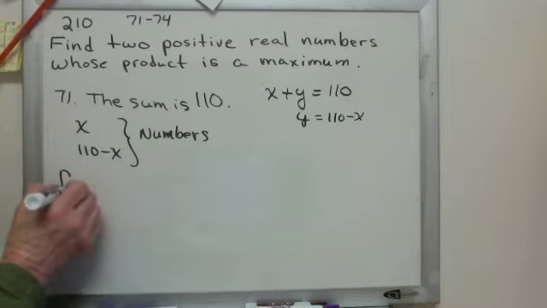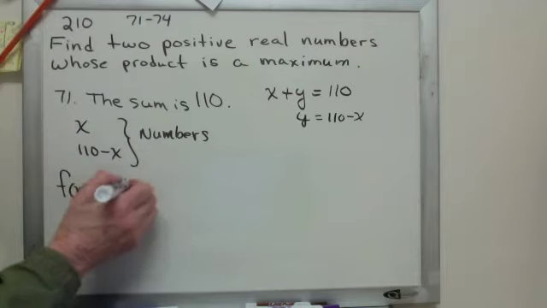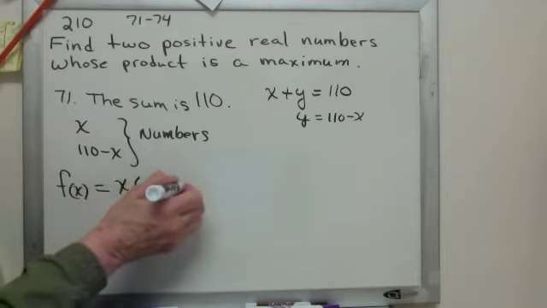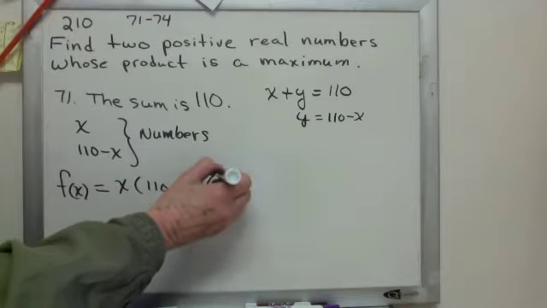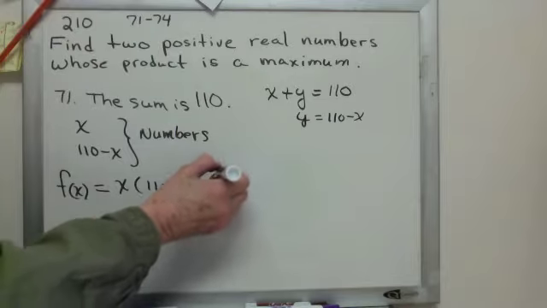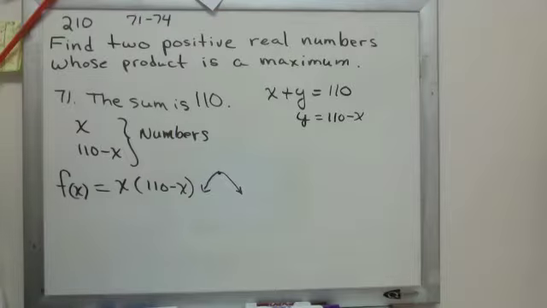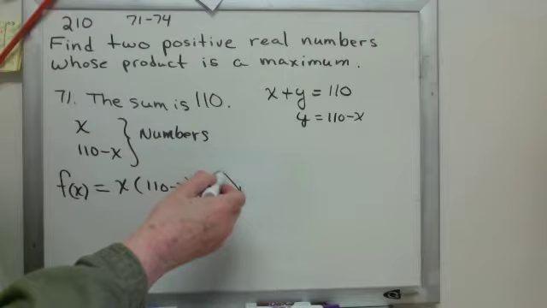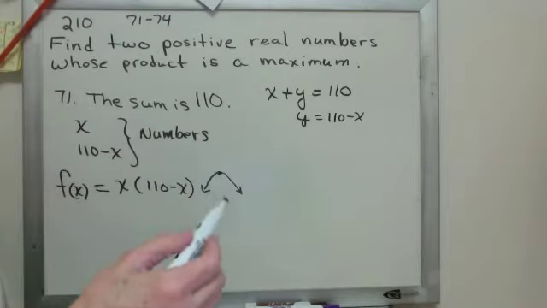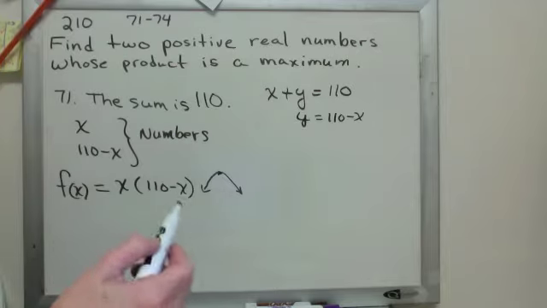So f of x equals x times 110 minus x. I multiply the two numbers. And this product they're telling me is a maximum. So that means that the curve is going to look like this with a maximum point right there. All right? And the interesting thing about the maximum is the value of the maximum is found in the ordered pair that is the vertex, and it's the y value of that ordered pair. That's the value of the maximum. So how do we find that given this information?